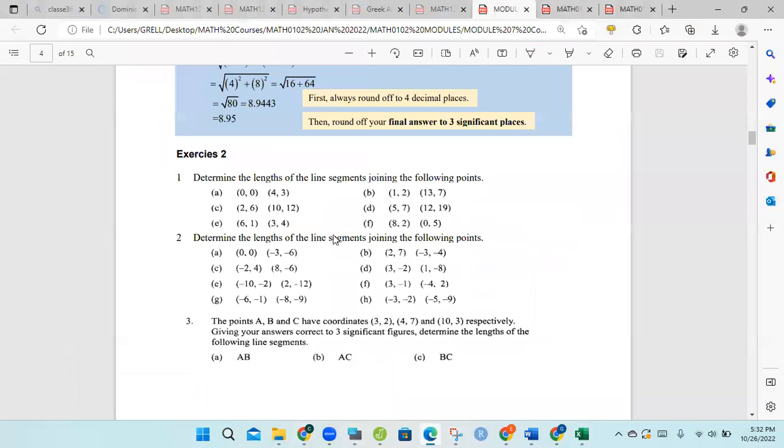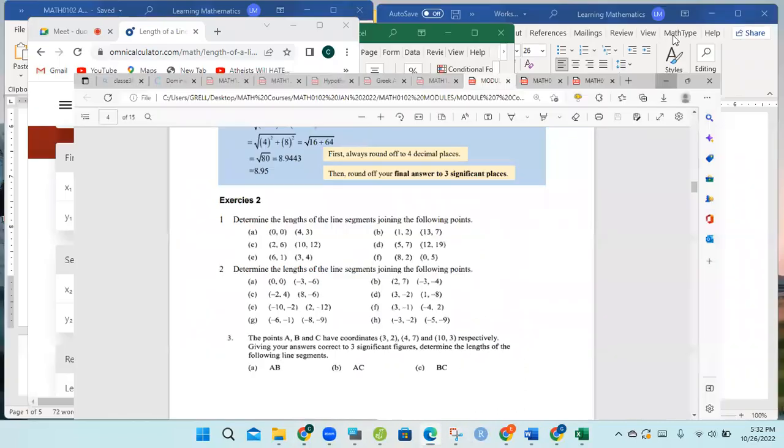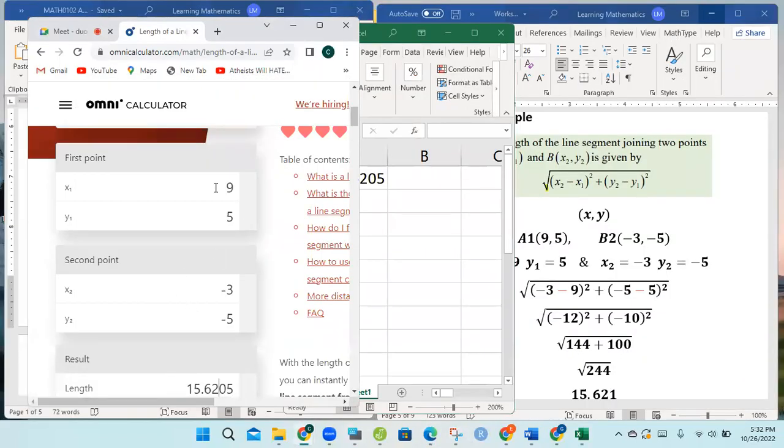Okay, so please practice this. This is very important. And you can verify your answers using an online calculator.